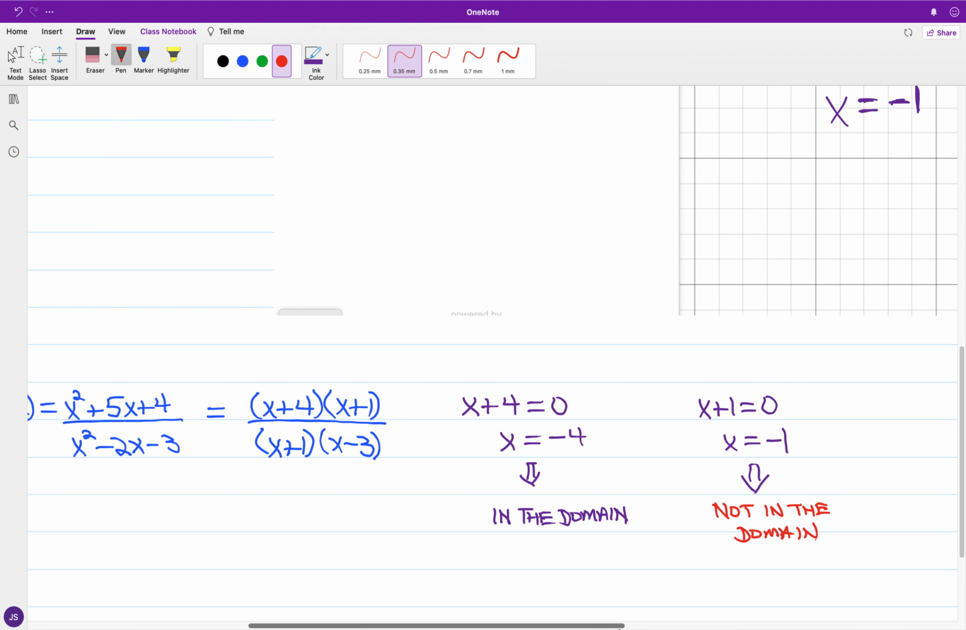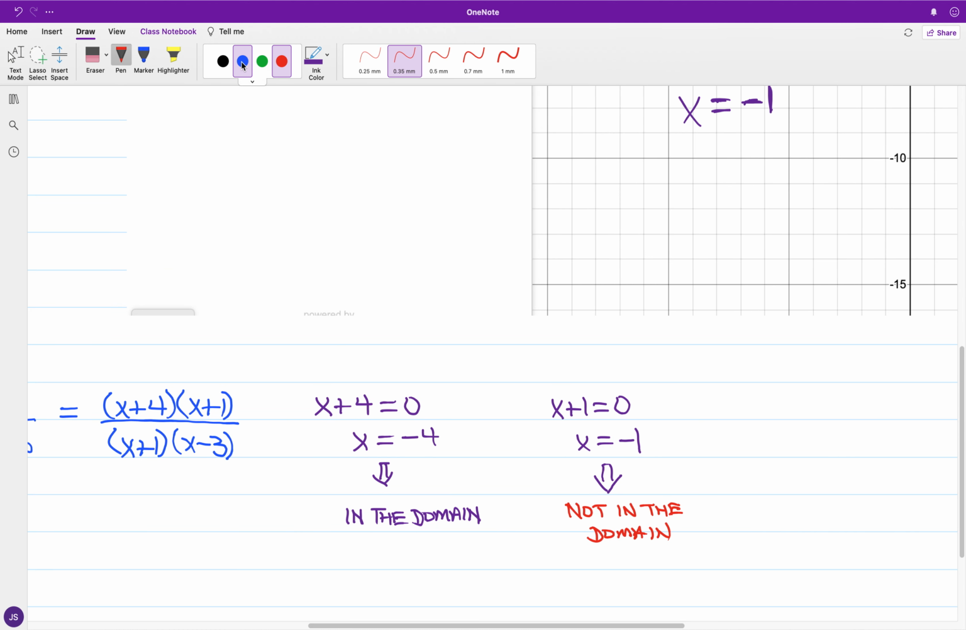And in the case of x minus 3, we have x is equal to 3, and because this stems from the denominator factor x minus 3, if we have x at 3, the denominator also ends up at 0. So 3 is also excluded from the domain.